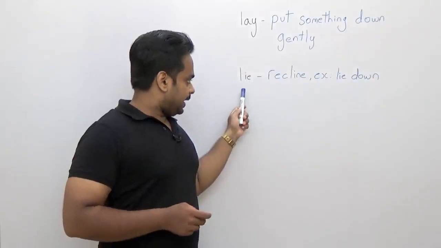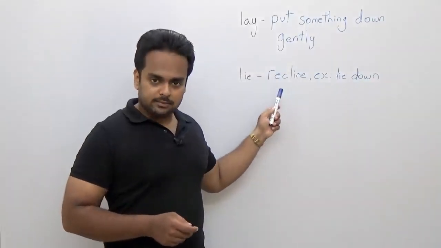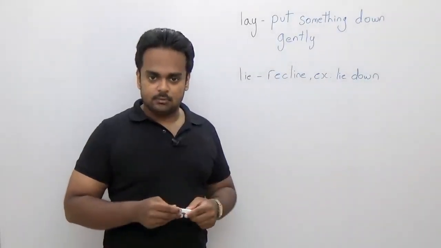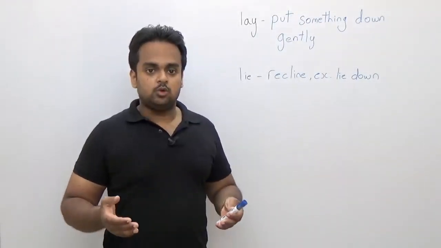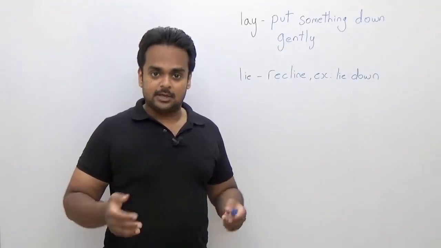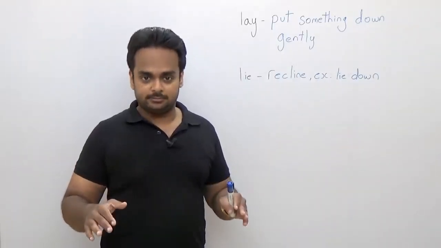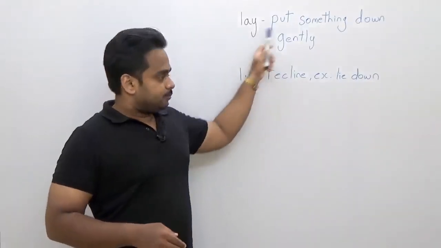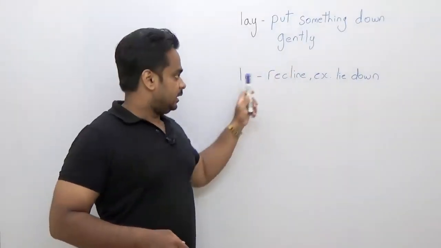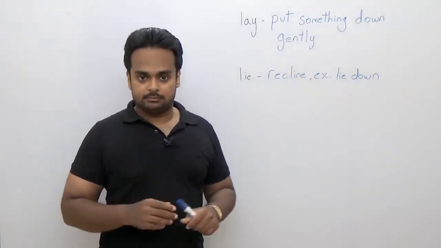The word lie means to recline. Now, what does that mean? This means, for example, to lie down, like when you go to sleep at night and you lie down on your bed. So that's the word lie. So lay, put something down gently, and lie, to recline.